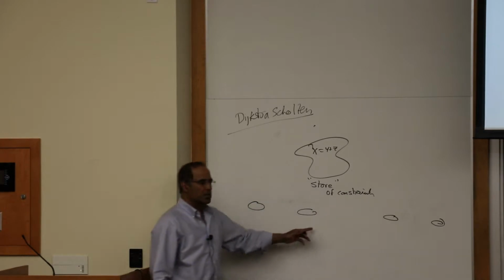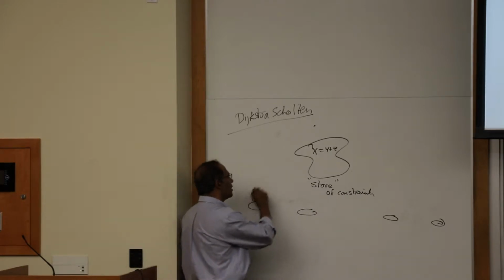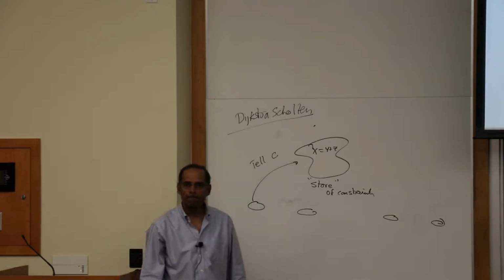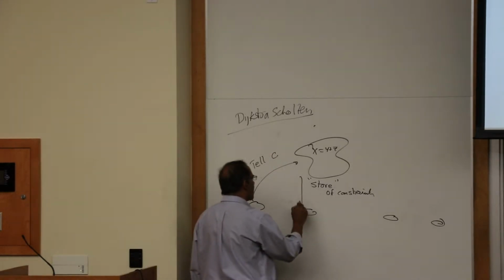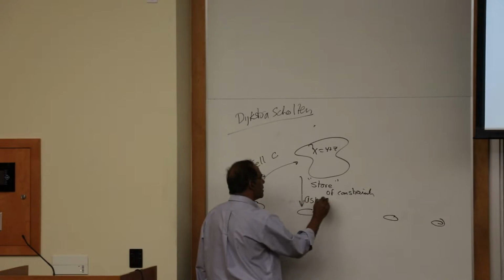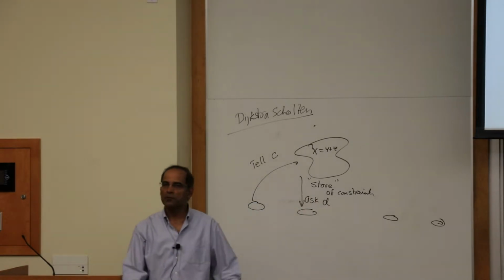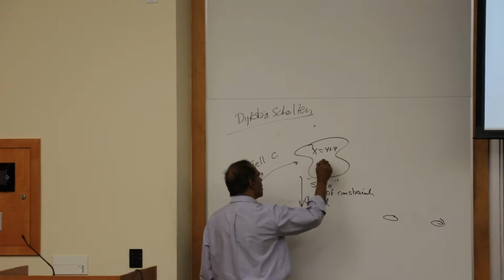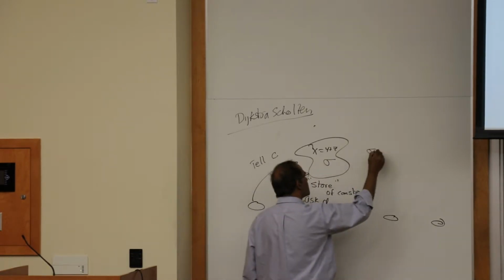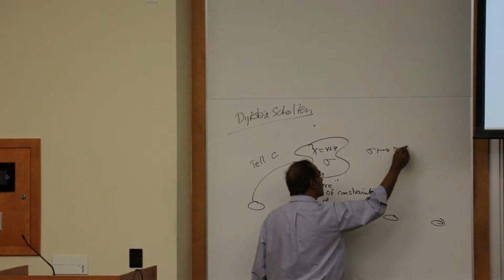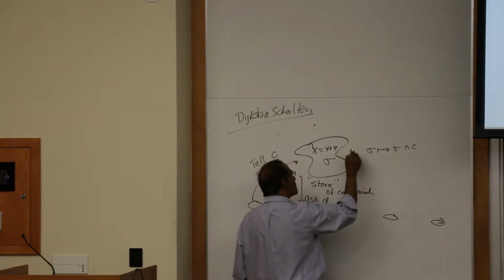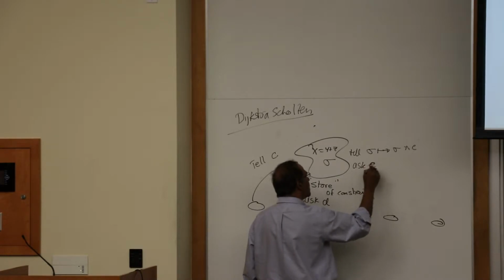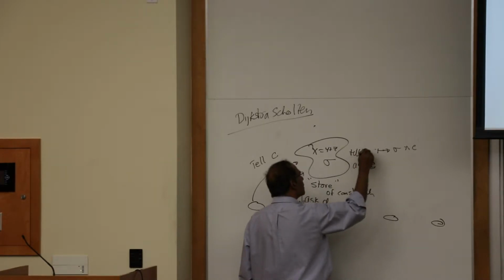In this store of constraints, these places can do the following actions. They can tell a constraint, tell C, or they can ask, is a constraint D true of the store? Telling is, you got some constraint, let's call it sigma. So telling is simply sigma becoming sigma and C. And so this is what tell C does.